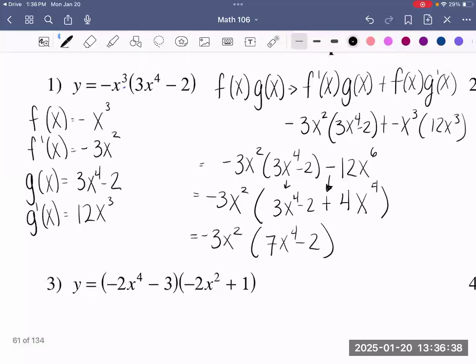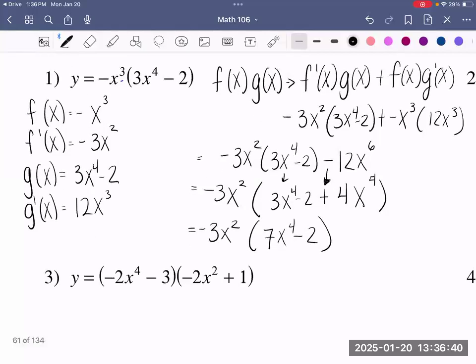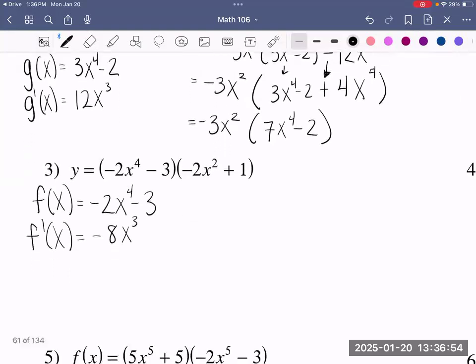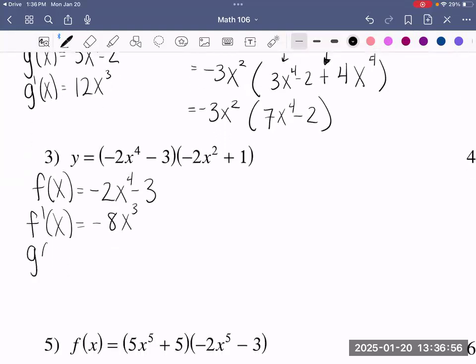Let's try it again with the one directly below it. So f of x is equal to negative 2x to the fourth minus 3. Let's go ahead and derive that one. Negative 8x to the third. G of x is the second set of parentheses. G prime of x, negative 4x.